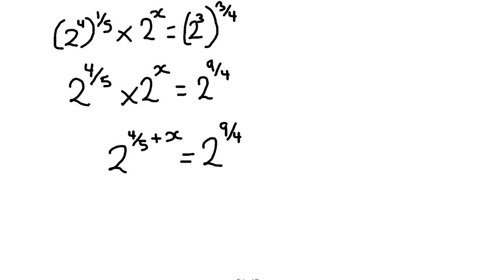Now I need to find a number that, when you add it to 4 over 5, equals 9 over 4. Well, this number is 1.45. So therefore, the value of x should equal 1.45.